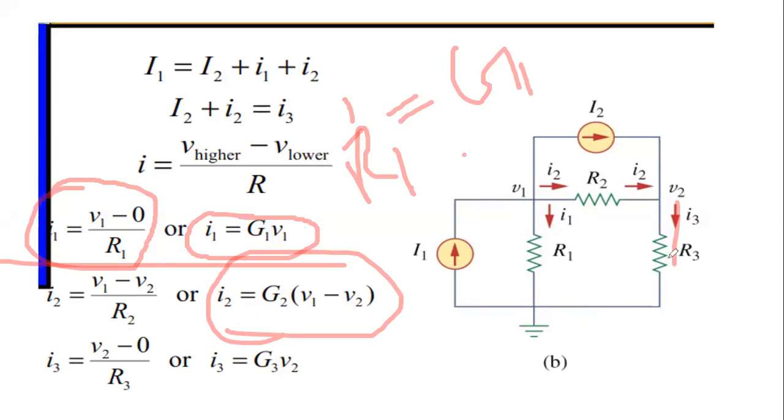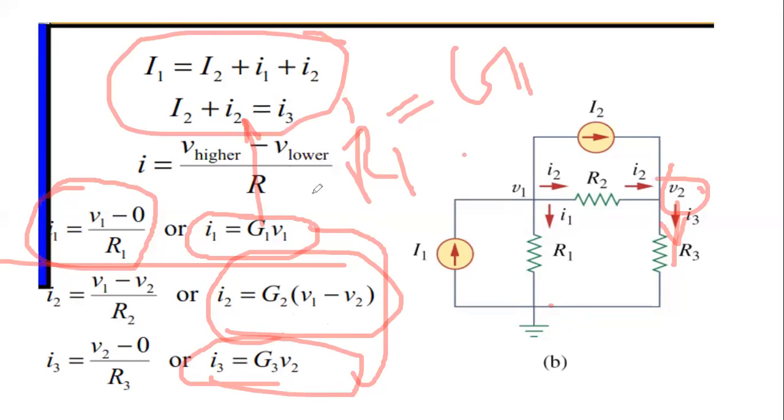Similarly, I3. Now I3 is downward. It is flowing from higher potential to lower potential. It means V2 is higher and the ground potential is 0. So we can write V2 minus 0 divided by R3. Higher potential minus lower potential divided by resistance. So this will become I3 equal to G3 V2. Now you can put all these I1, I2, I3 values in the KCL equations which we have written earlier. You can get the equations in terms of V1, V2, and you can solve them for V1, V2. That is fine. You can get the answer.